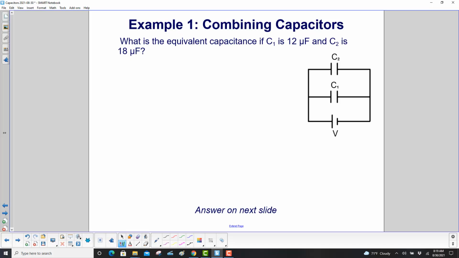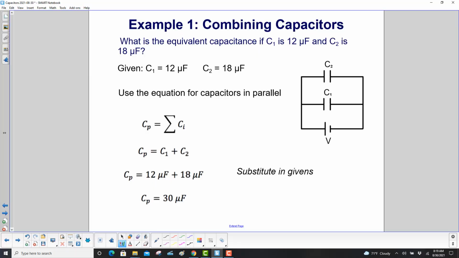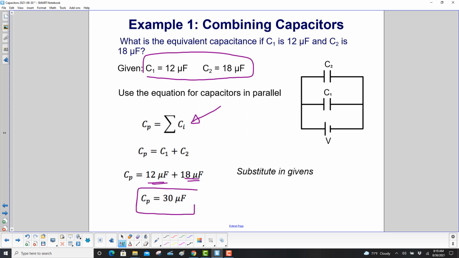What is the equivalent capacitance if C1 is 12 microfarads and C2 is 18 microfarads? We write our givens, and this time, since we know the equivalent capacitance is going to be in microfarads, we're not going to convert to farads. We use the equation for capacitors in parallel, and all you do is add up each one of them arithmetically. So, C parallel equals C1 plus C2. We have 12 microfarads plus 18 microfarads, so the equivalent capacitance for this parallel circuit is 30 microfarads.